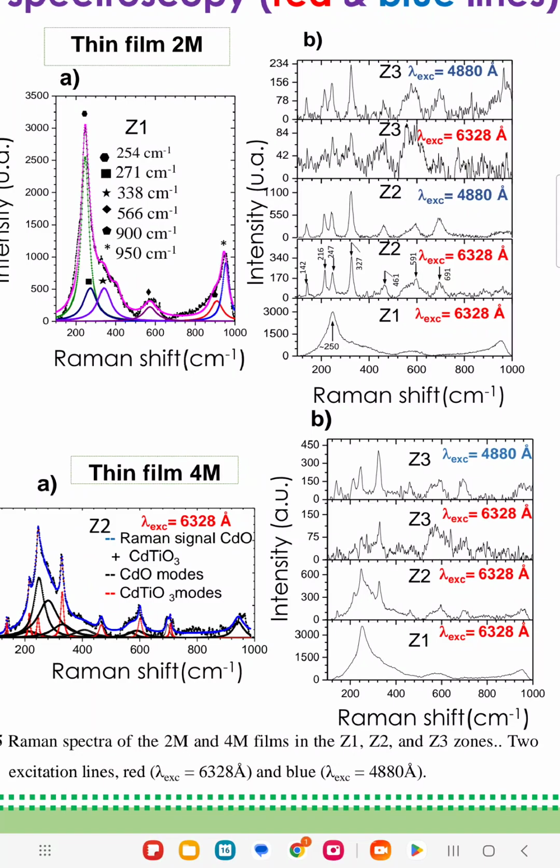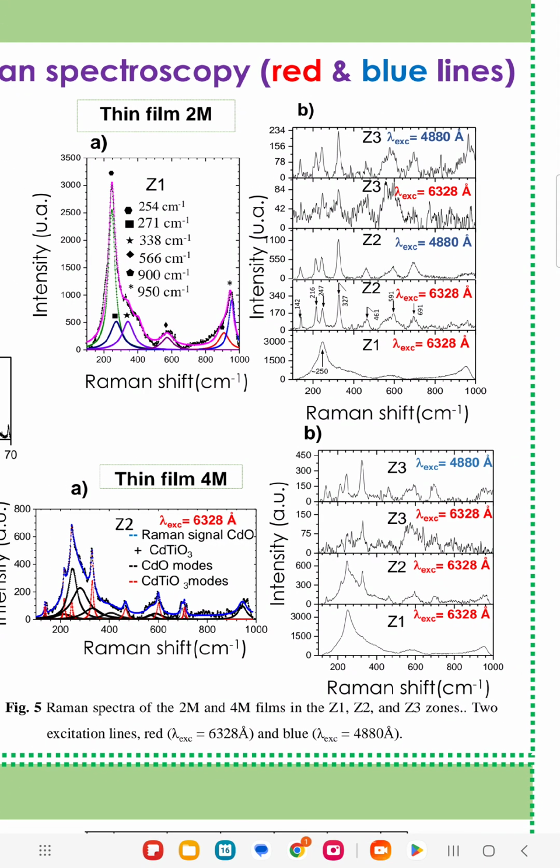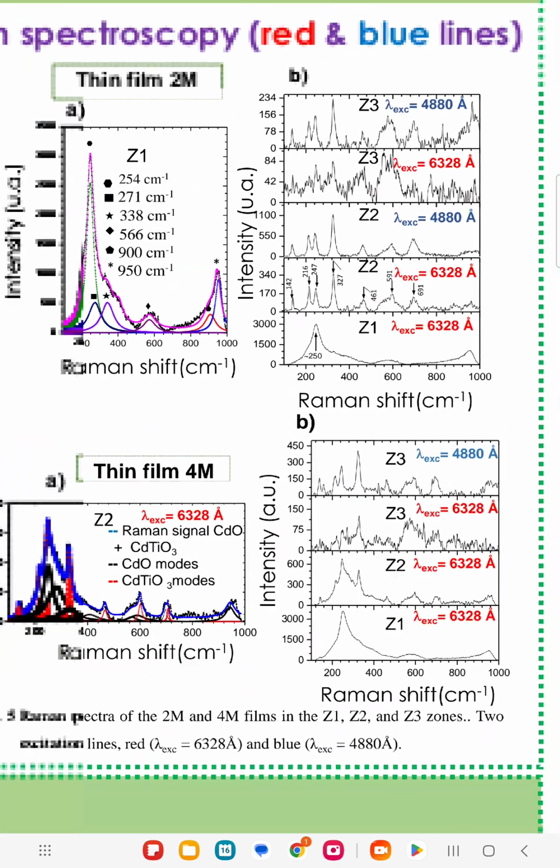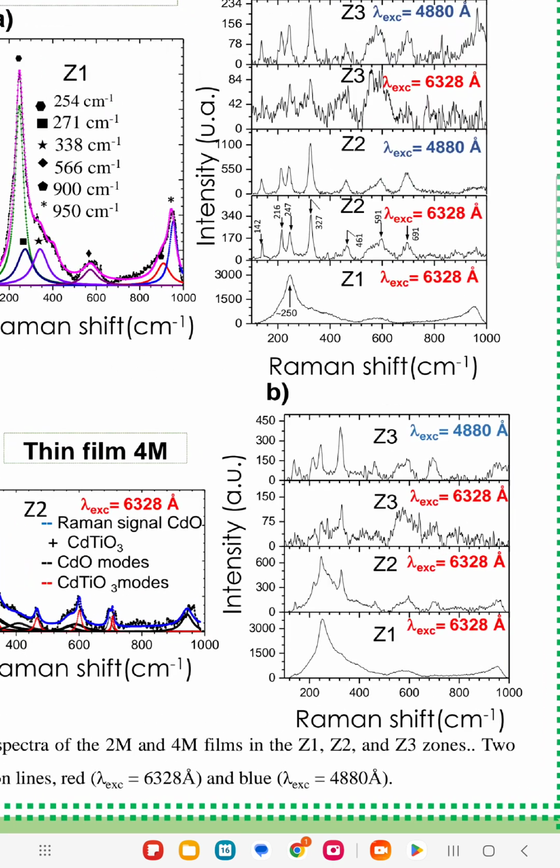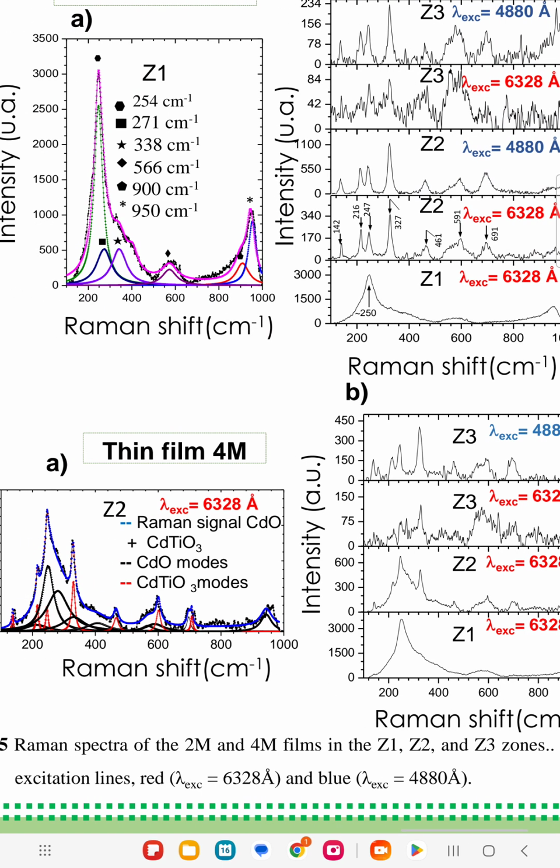So this zone for the 4M film corresponds also to cadmium oxide. In the case of the Z2 zone, we can see some vibrational modes corresponding to cadmium titanate. However, these are overlapped with a wide band that we have seen before, no?